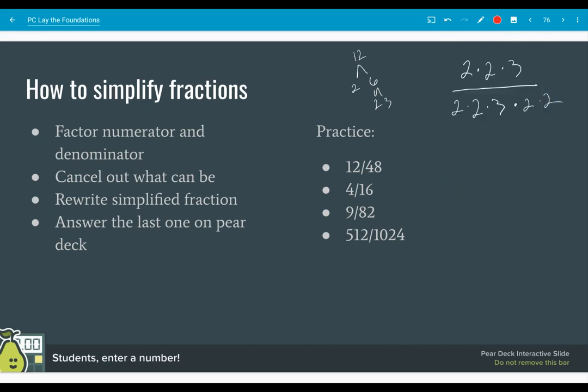Once you have all your factors written out, you just cancel. 2 divided by 2 is 1, 2 divided by 2 is 1, 3 divided by 3 is 1. So from here we simplify. 1 times 1 times 1, well that's just 1, and then we're just left with 2 times 2 on the bottom, so we're left with 1/4. We can also think about that in terms of the distributive property. If we factor out 12 from 12 and 48, we're going to be left with 1/4.